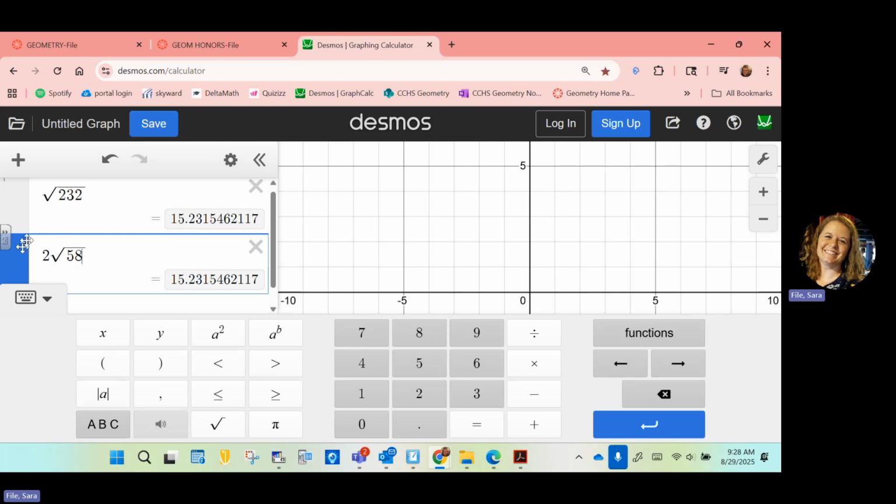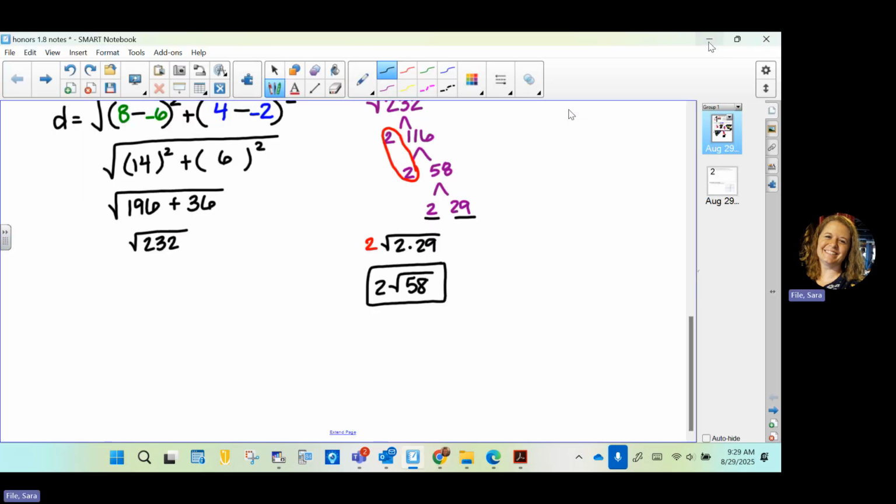So the simplified answer is 2 root 58, and the decimal answer, what did it say to round to? The 100th. Okay, so which number's in the 100th spot? The 3. Okay, and so I look to the right and ask myself, is that 5 or higher? It's not, it's a 1 next to it, so it stays a 3. So 15.23. Which we said it would just be a little over 15, right?